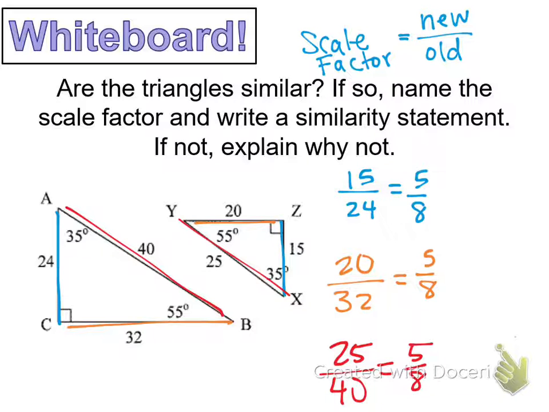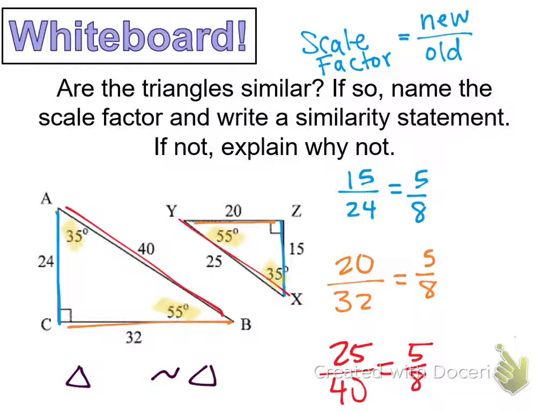Yes. Are the corresponding angles congruent? Is there an angle congruent matching in each of them? Yeah, 35, 35, 55, 55, and then right angles. So are these two triangles similar? Yes. So you'd write a similarity statement.